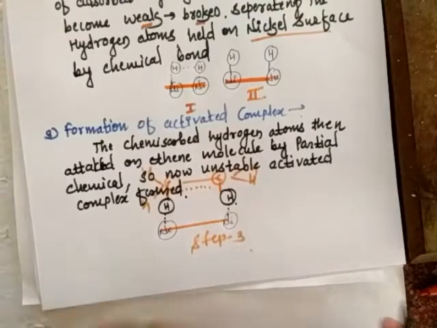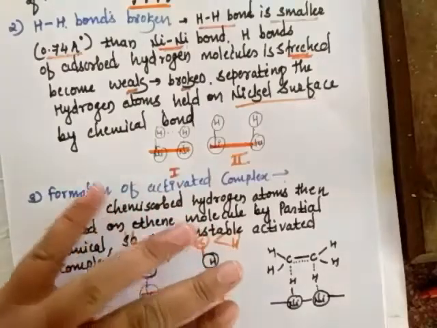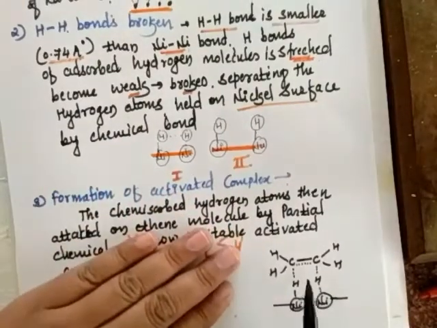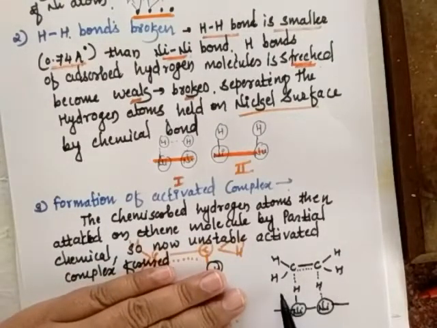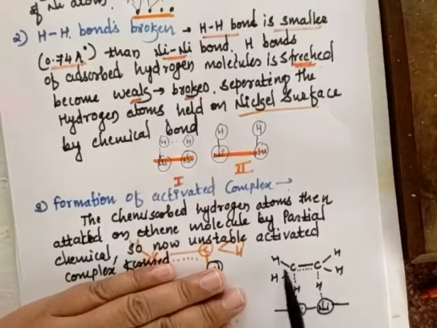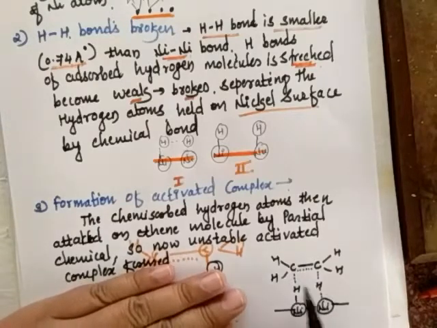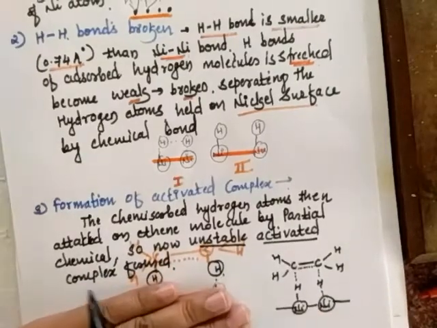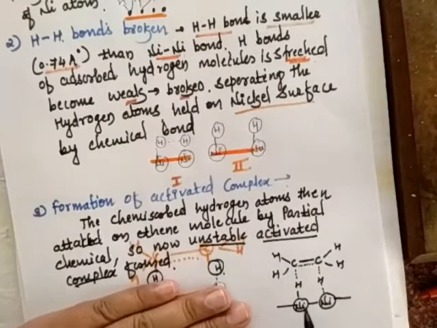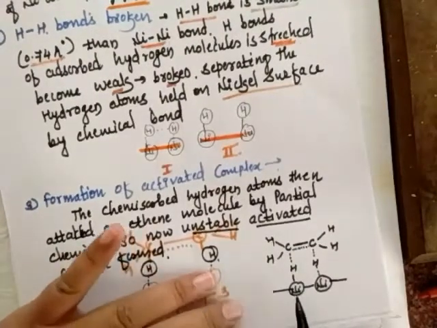I'll explain neatly over here. Just to see this particular structure, what will happen here: the chemi-adsorbed hydrogen atoms just attach to the ethene molecule, and they will form the partial chemical bond. This is our partial chemical bond, and this is an unstable activated complex that just gets formed over here. Let's see what will happen in step 4.